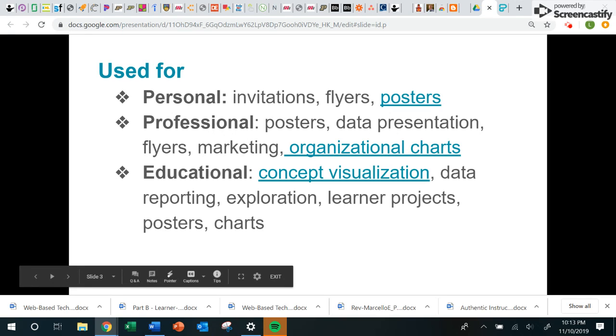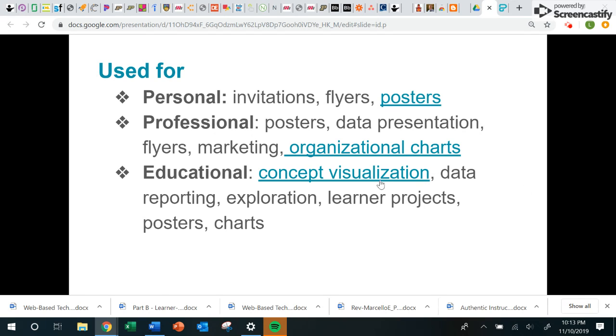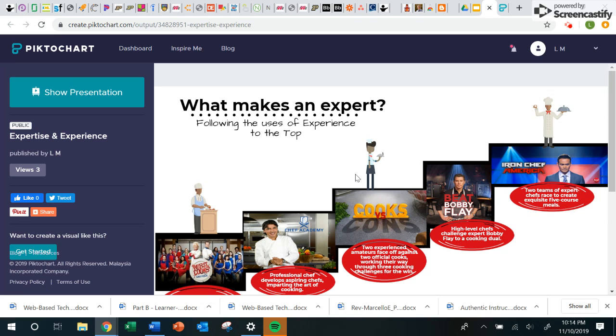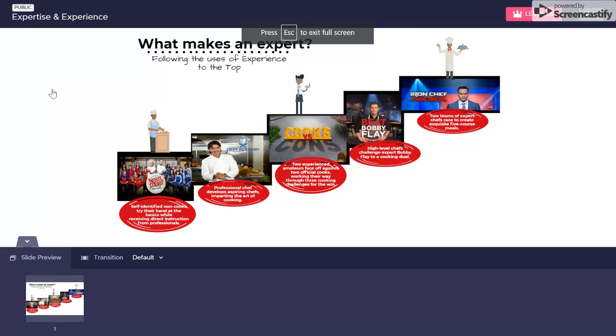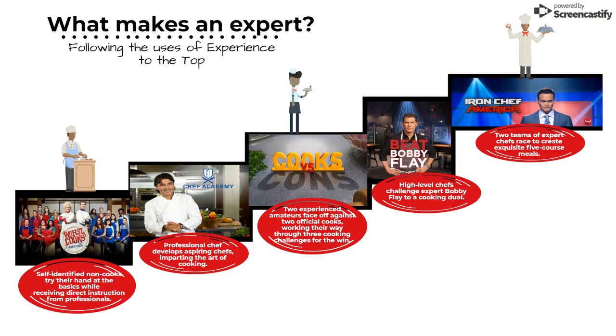And the educational uses are pretty varied, but they include concept visualization, data reporting, exploration, learner-centered projects. Here's just one example from a class earlier in my learning design and technology program where we were to answer the question, what makes an expert using visualization?